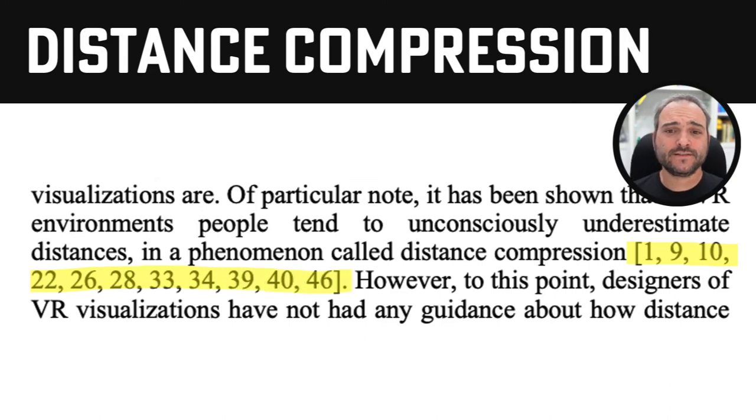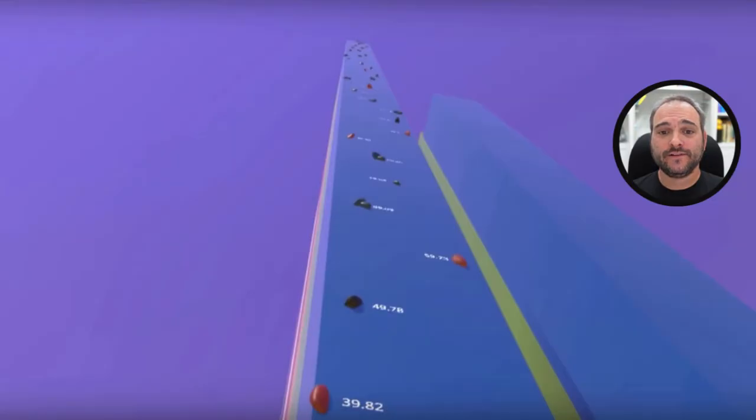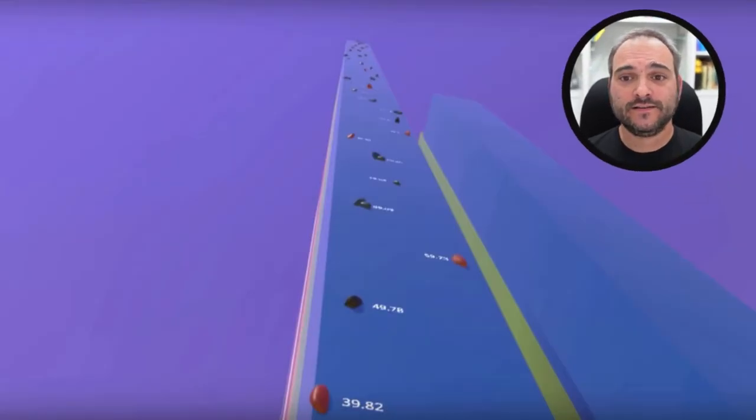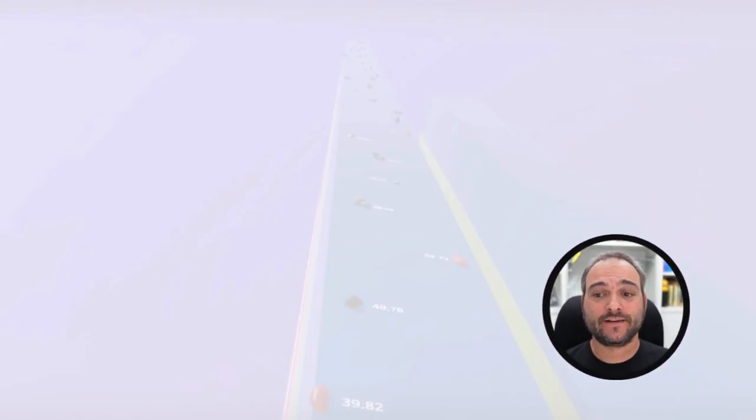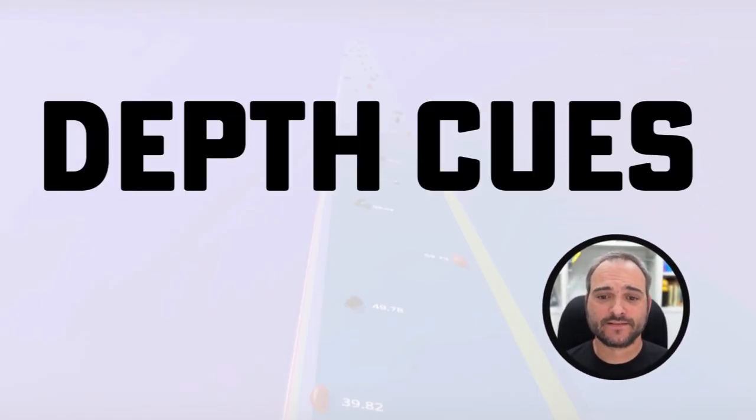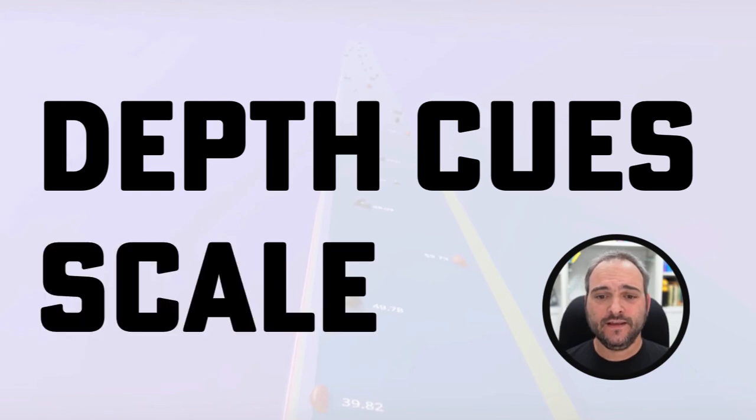This could, of course, be a problem for data visualization in VR. For example, if shown a very tall bar chart like this, would you underestimate its height in VR? Rather than just showing the distance compression affects visualizations in VR, we want to see if there are ways to mitigate its effect. To do this, we set up a study that looked at two variables that might affect the amount of distance compression experienced. The first is the depth cues used in the visualization, and the second is the scale of the visualization.